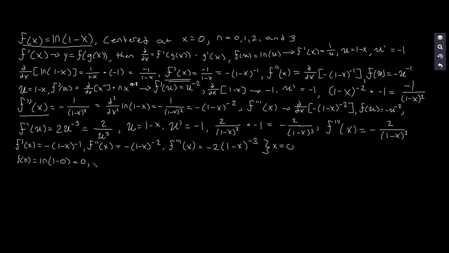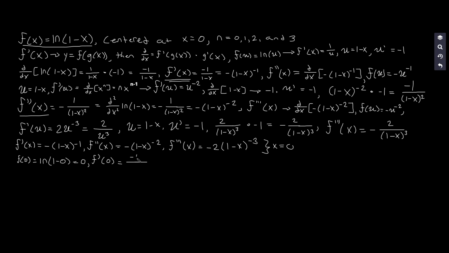And then f prime of 0, right? For f prime of 0, we're just going to plug in for where the x is in f prime of x. And so that's just going to be, well, this is the same thing as negative 1 over 1 minus x.